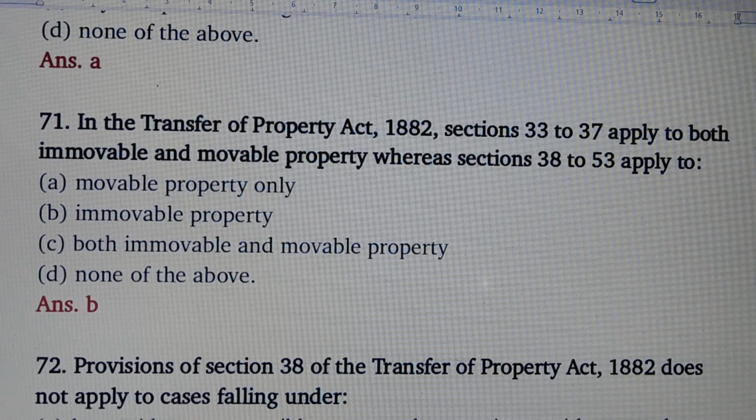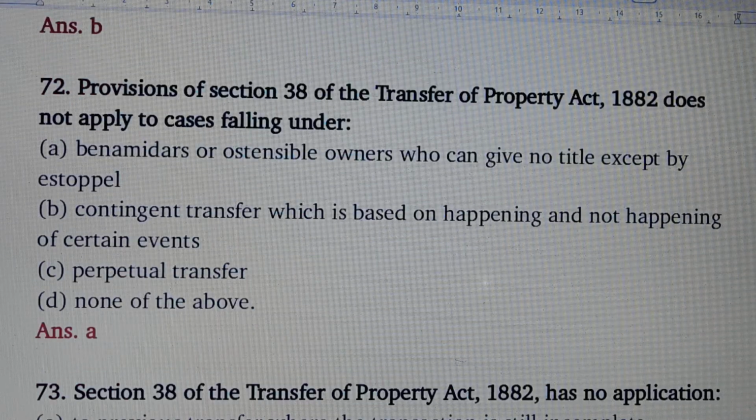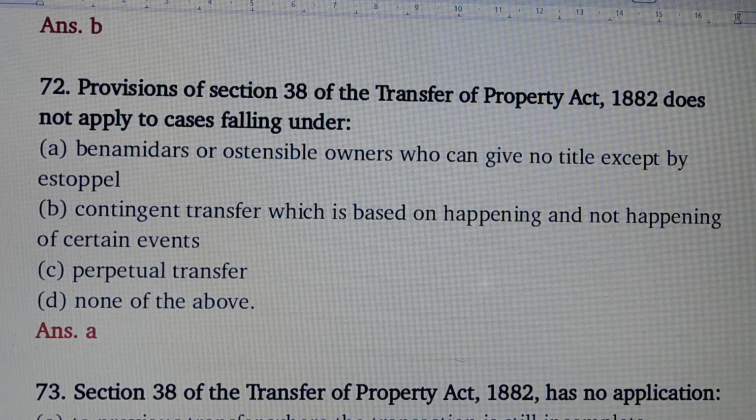Question number 71. In the Transfer of Property Act, section 33 to section 37 apply to both immovable and movable property, whereas section 38 to section 53 apply to immovable property. Answer is option B. Question number 72. Provision of section 38 of the Transfer of Property Act does not apply to cases falling under benamidars, who are ostensible owners who can give no title except by estoppel. Answer is option A.